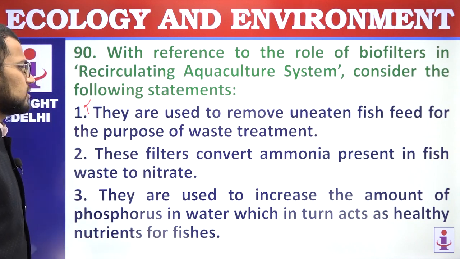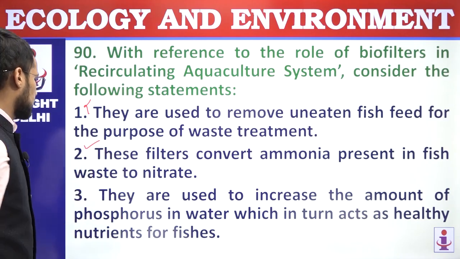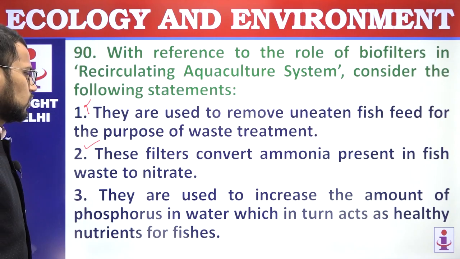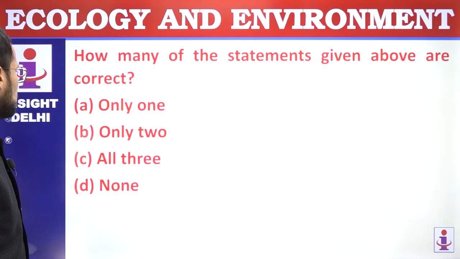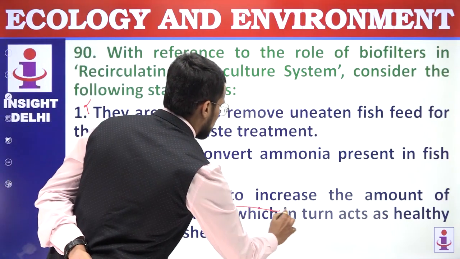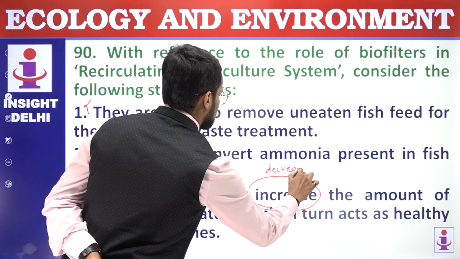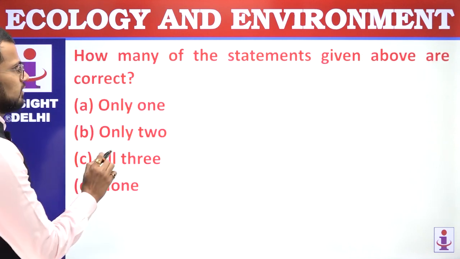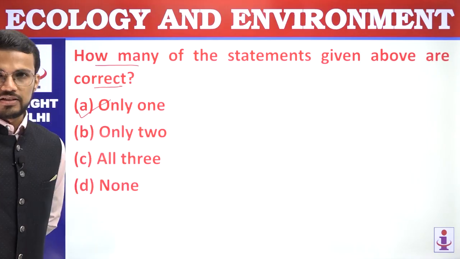Second, these filters convert ammonia present in fish waste to nitrate. This statement is correct. Third, they are used to increase the amount of phosphorus in water, which in turn acts as a healthy nutrient for fishes. This is an incorrect statement because they are not used to increase the amount of phosphorus. Rather, they are used to remove or decrease its amount. That's why third statement is incorrect. So only second statement is correct. We are supposed to find out how many statements are correct. Only one is correct. Answer is A.